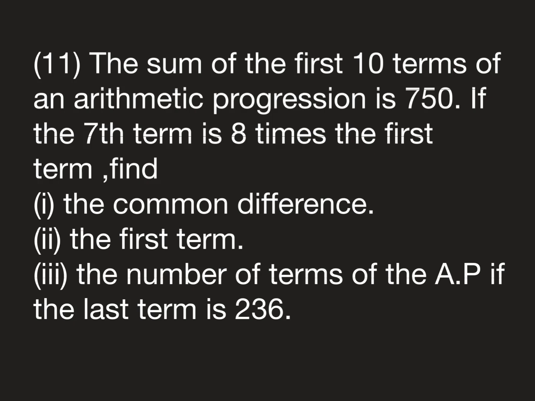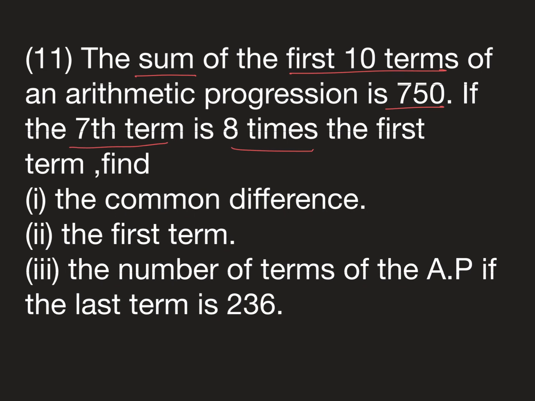Welcome back. We have a question in front of us here that reads, the sum of the first 10 terms of an arithmetic progression is 750. If the seventh term is 8 times the first term, find the common difference, the first term, the number of terms of the AP if the last term is 236. Solution.